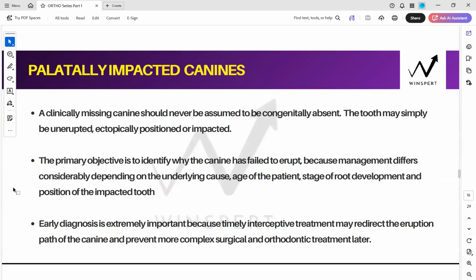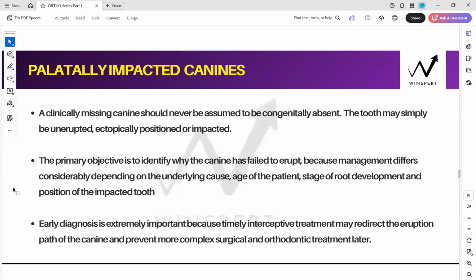A clinically missing canine should never be assumed to be congenitally absent. Just like your central, your canine also should not be assumed to be congenitally absent. Only the lateral incisor is assumed to be congenitally absent. Are we clear on that concept, everybody? The tooth may simply be unerupted, ectopically positioned, or impacted. Therefore, every clinically absent canine will require careful clinical and radiographic investigation before a diagnosis is given.